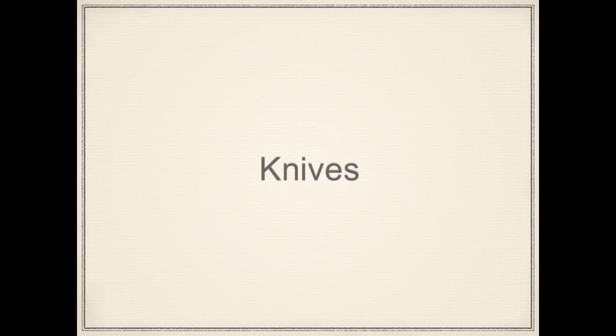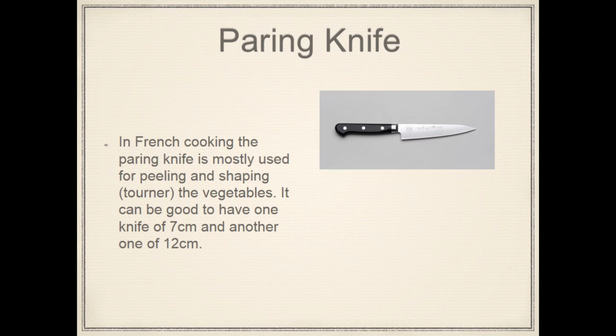Knives. Okay, let's go quickly over this. Paring knife. This is the most used for peeling and shaping, which is called tourner, for vegetables. So anything to do with vegetables, that's really the paring knife. Nice to have two different sizes, a very small one and a larger one, depending on what you're going to work on.